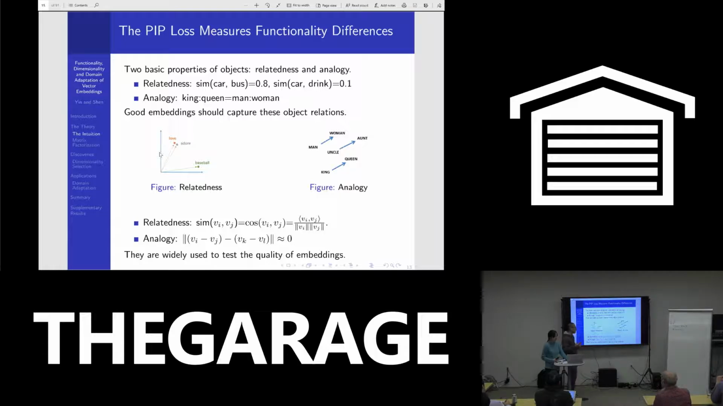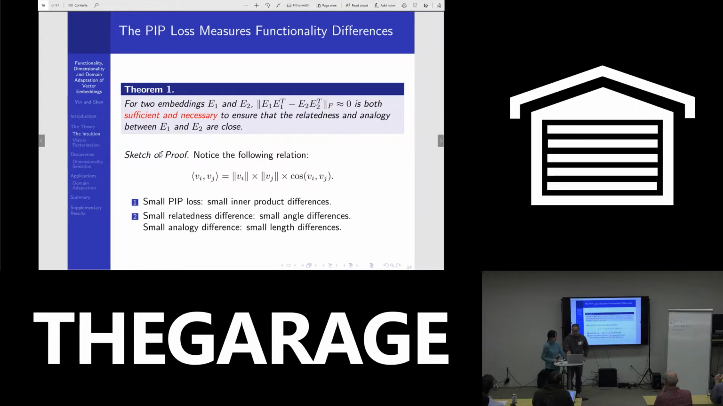The reason is that these relations are actually reflecting some of the geometric properties of the word embedding, for example the angles between the vectors, or whether the vector differences are parallel to each other. They are essentially geometric properties, so they are a partial reflection of the p-loss. And yes, that's essentially our theorem. We prove that if the p-loss between two embeddings is small, then their relatedness and analogy relations are close to each other, and vice versa.